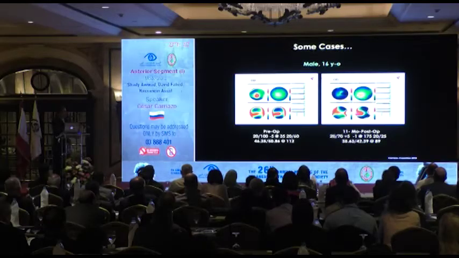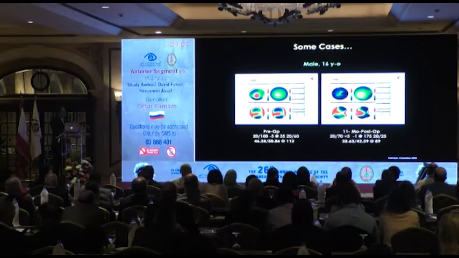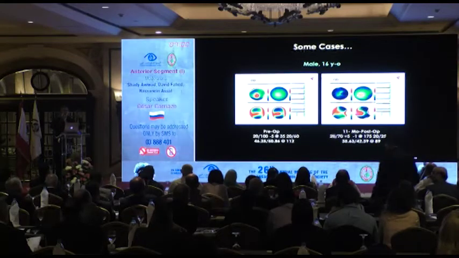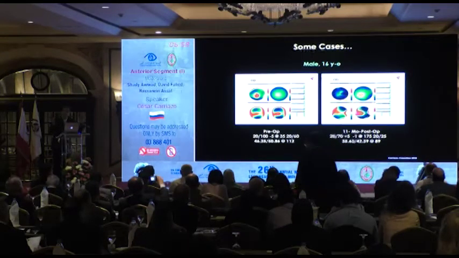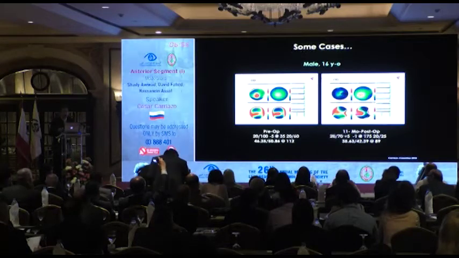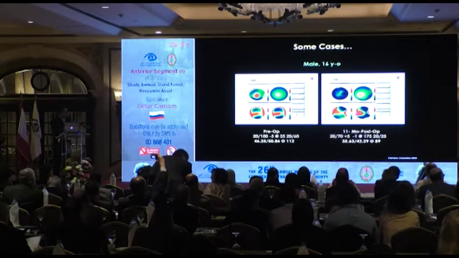Some cases to show you, this is pre and post. You cannot imagine that this patient has keratoconus. And this is working in an 8 millimeter optical zone. It means that you have all the cornea free to treat. It's not like an ICR, an intracorneal segment, that you have in the middle of the eye.